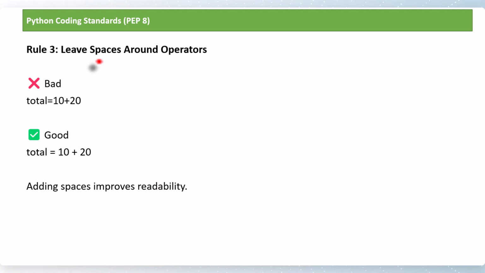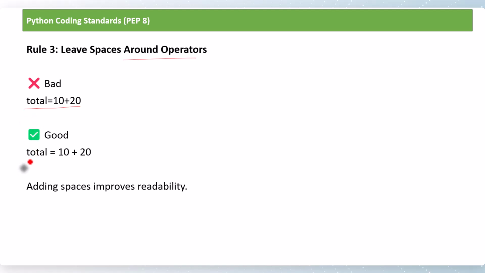Then leave spaces around the operators. You see this total equal to 10 plus 20. Statement-wise it is correct. There is no syntax error in this. But one of the standards says you can leave spaces around the operators.